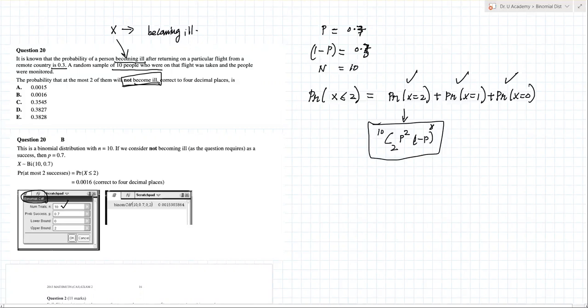Okay, read the question carefully. Anyhow, the probability of success is given, 0.7, so we get that from the question. The lower bound is 0, because we are starting from x equal to 0, and the upper bound would be 2. When you put that in, you get the value. I think this is what they are claiming as the answer. Any other questions here? This is how you play with it.